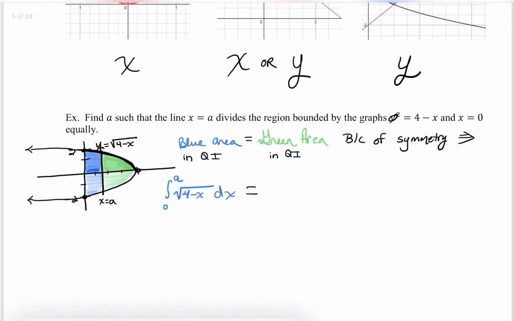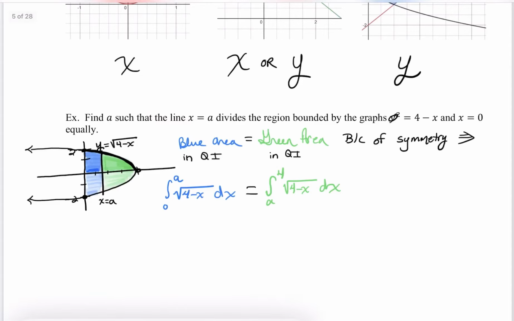All right, the green area then is going to be the definite integral from a over to 4. And then that again is just the square root of 4 minus x dx. So I just need those two to be equal. I think this looks pretty good because it's the same integral. I like the look of that.